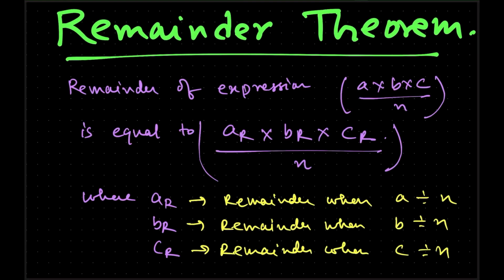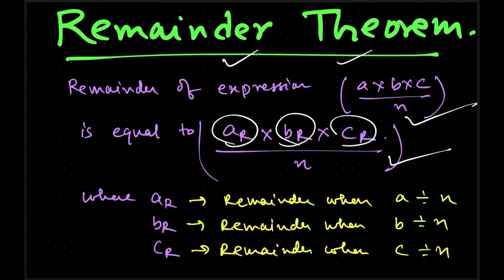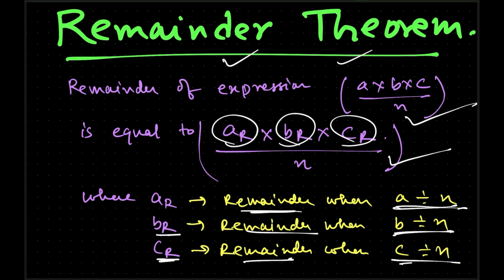Thank you. So let's see the remainder theorem. Whenever an expression, suppose A into B into C, is divided by n, then the remainder of this expression is equal to AR into BR into CR divided by n. So what are AR, BR and CR? AR is the remainder when A is divided by n, BR is the remainder when B is divided by n, and CR is the remainder when C is divided by n.